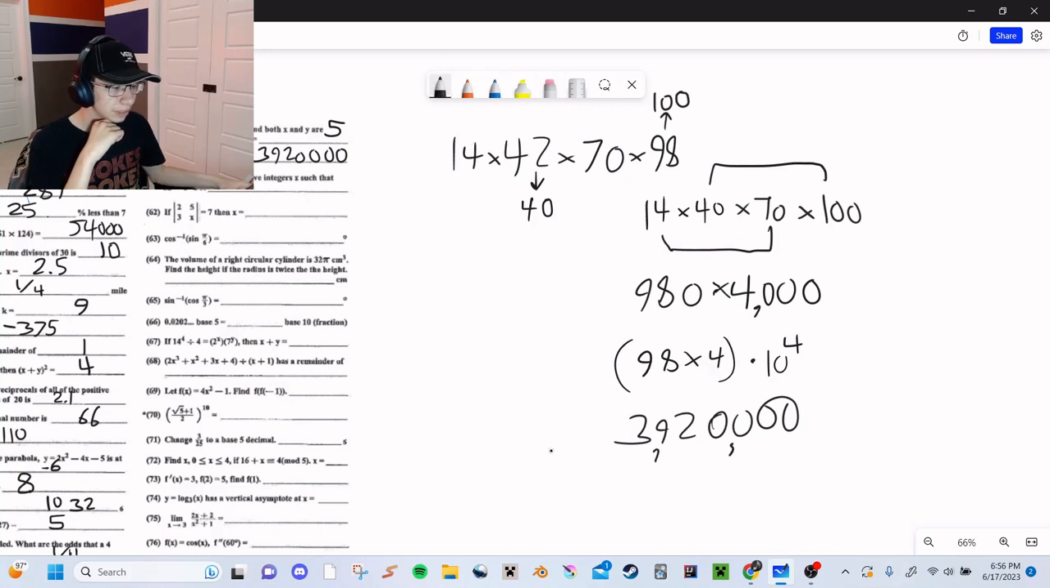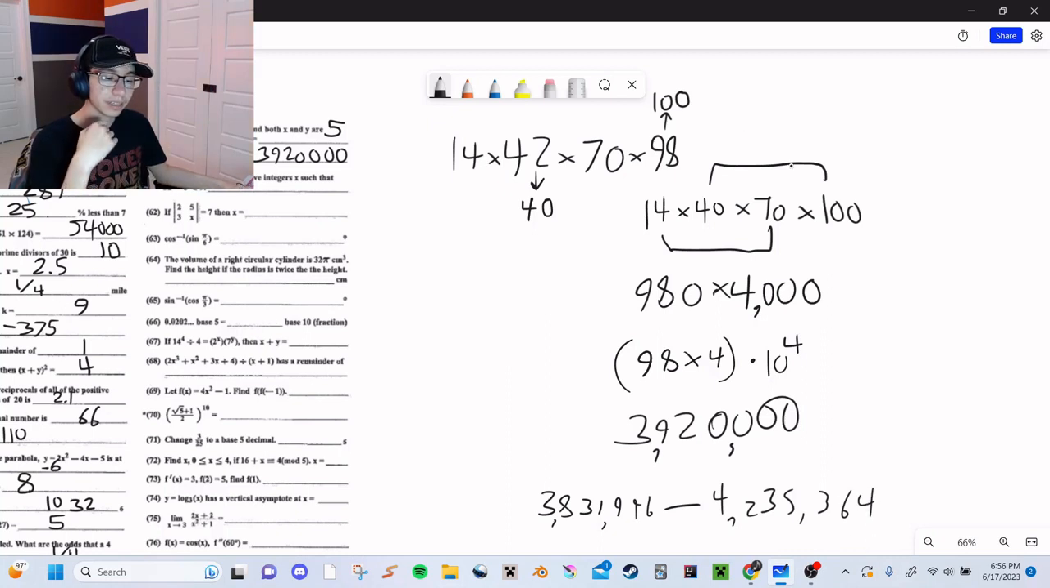And my range for that question was 3,831,996 to 4,235,364. So we were pretty close in the middle.